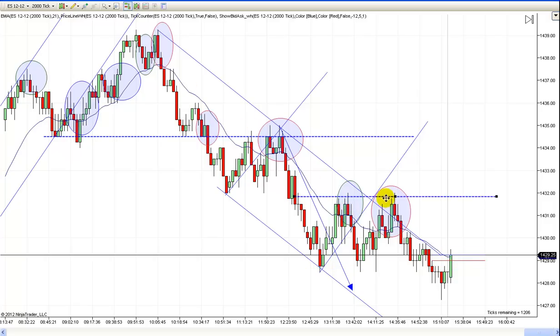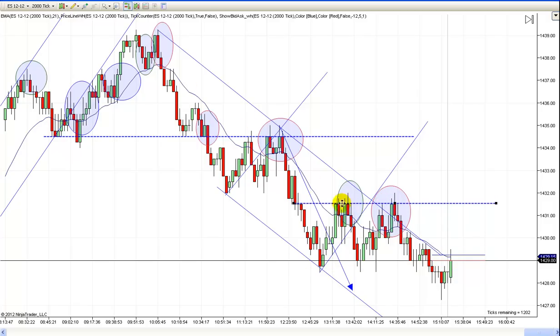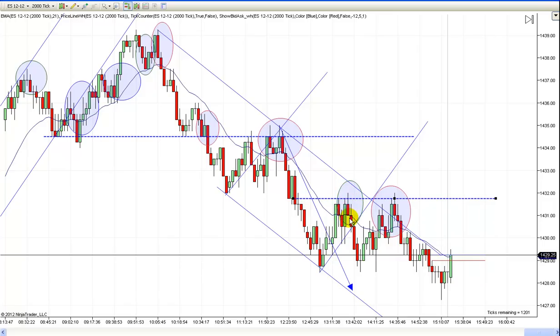Notice the double top right here. The one tick break above it. Then we turn down and close. So if you wanted to take that, it does meet our rules, and it's a failed second entry long kind of.